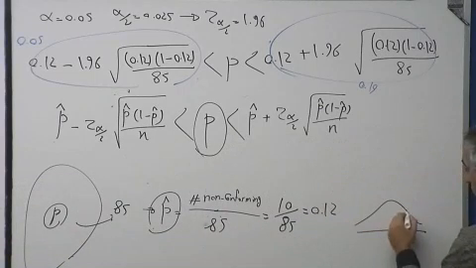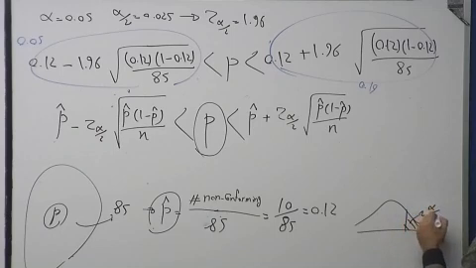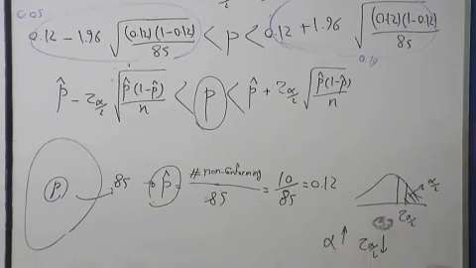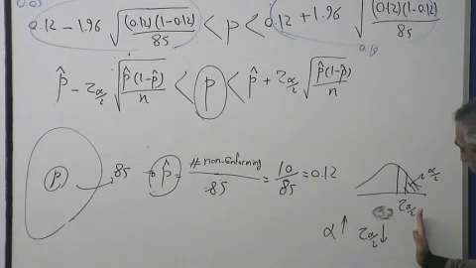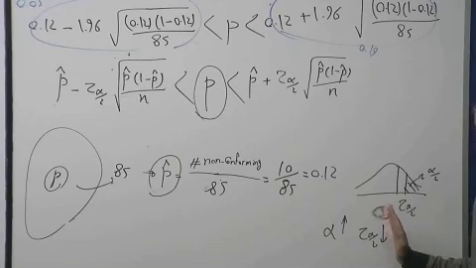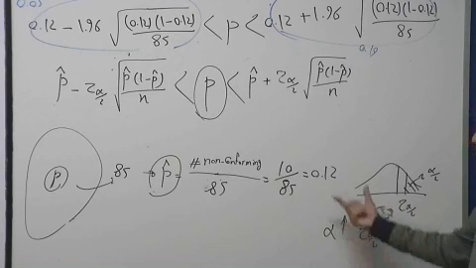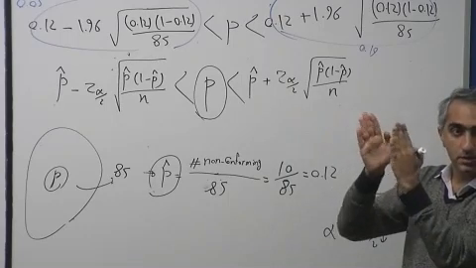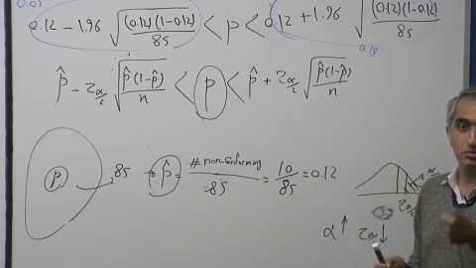If I increase alpha, this is the normal distribution, this is alpha over 2, this is Z alpha over 2. If I increase alpha, then Z alpha over 2 decreases, because it shifts to the left. So I'm decreasing this term. Decreasing this term means I have tighter bounds. This is not good because at the same time I'm changing my confidence.